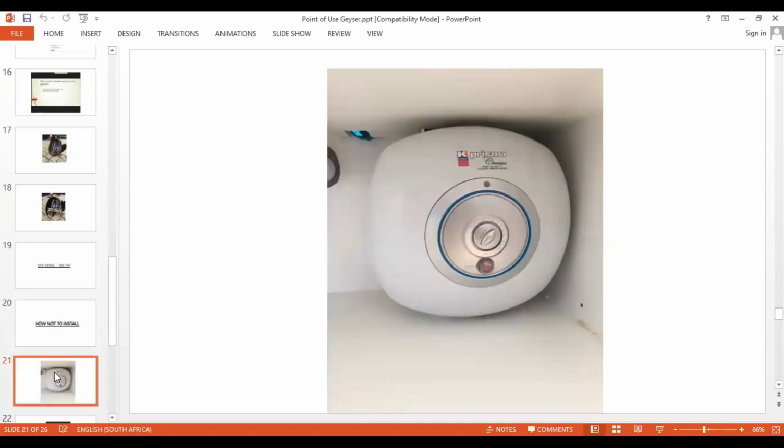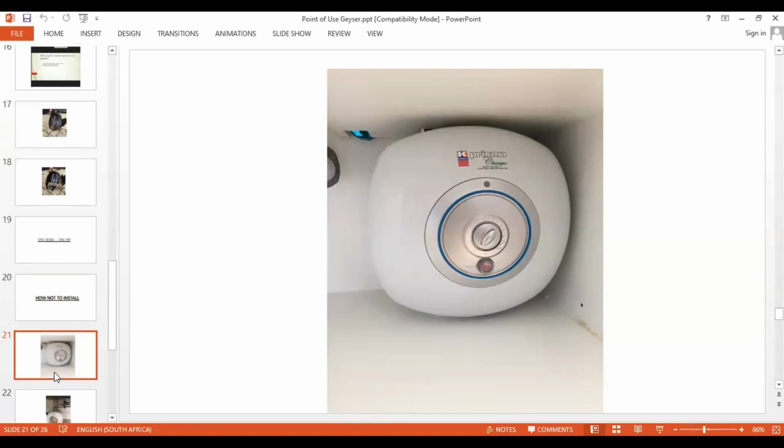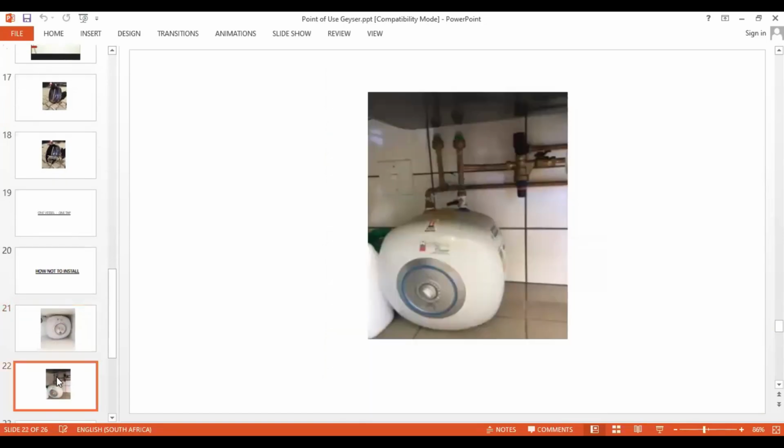Classic example, no drip tray. So what happens if that springs a leak? That's going to require new cupboards. Here's a classic example that you will see every single day.